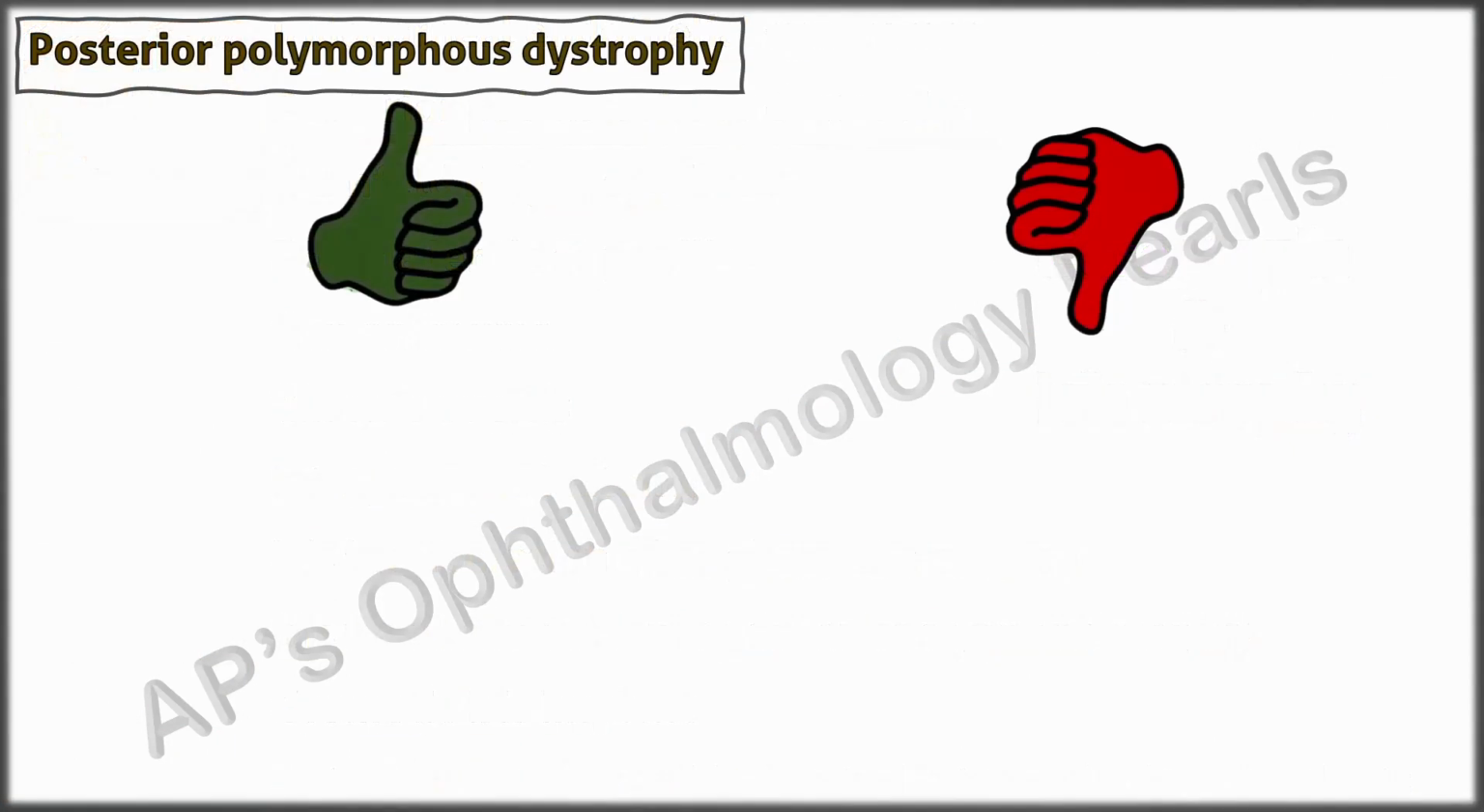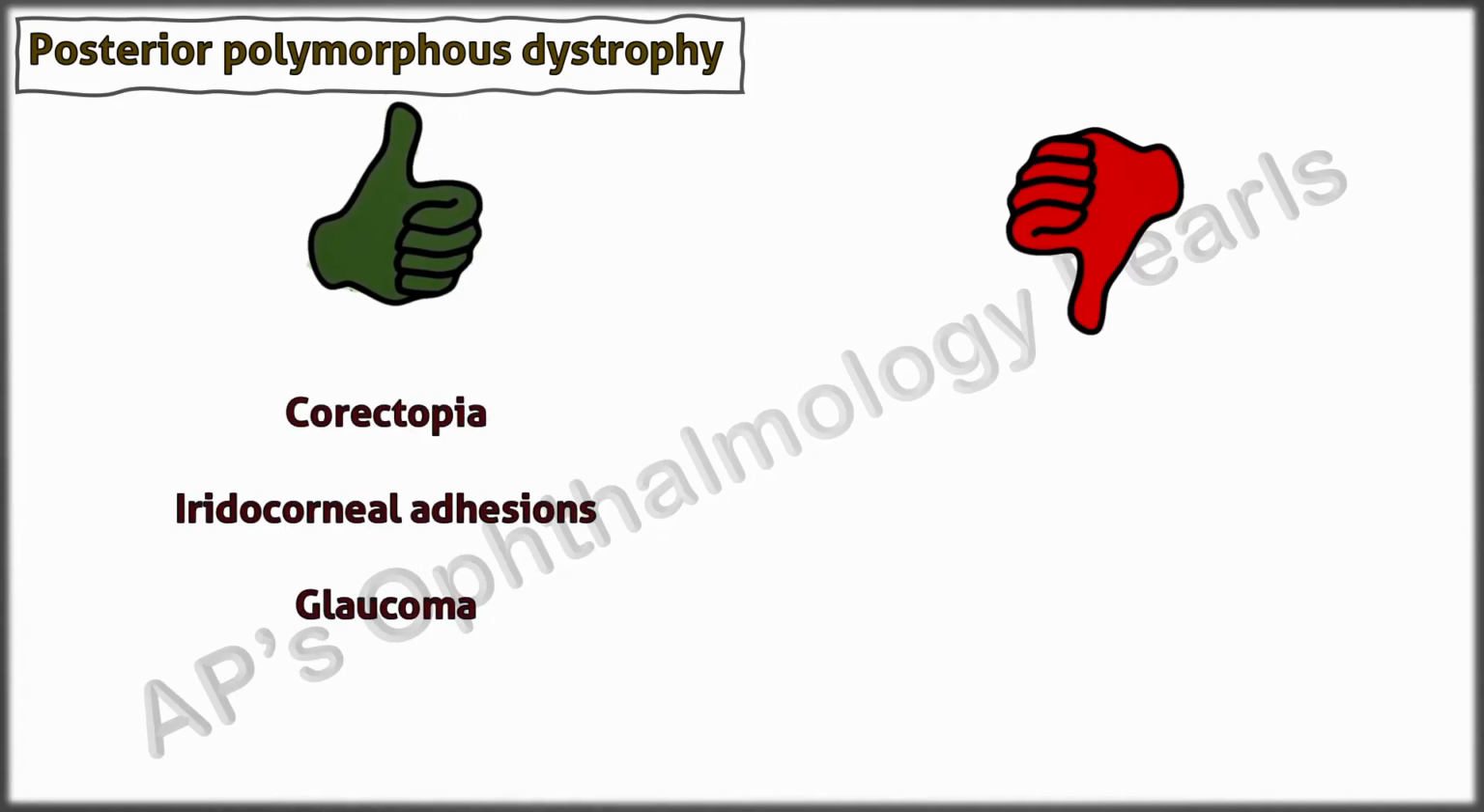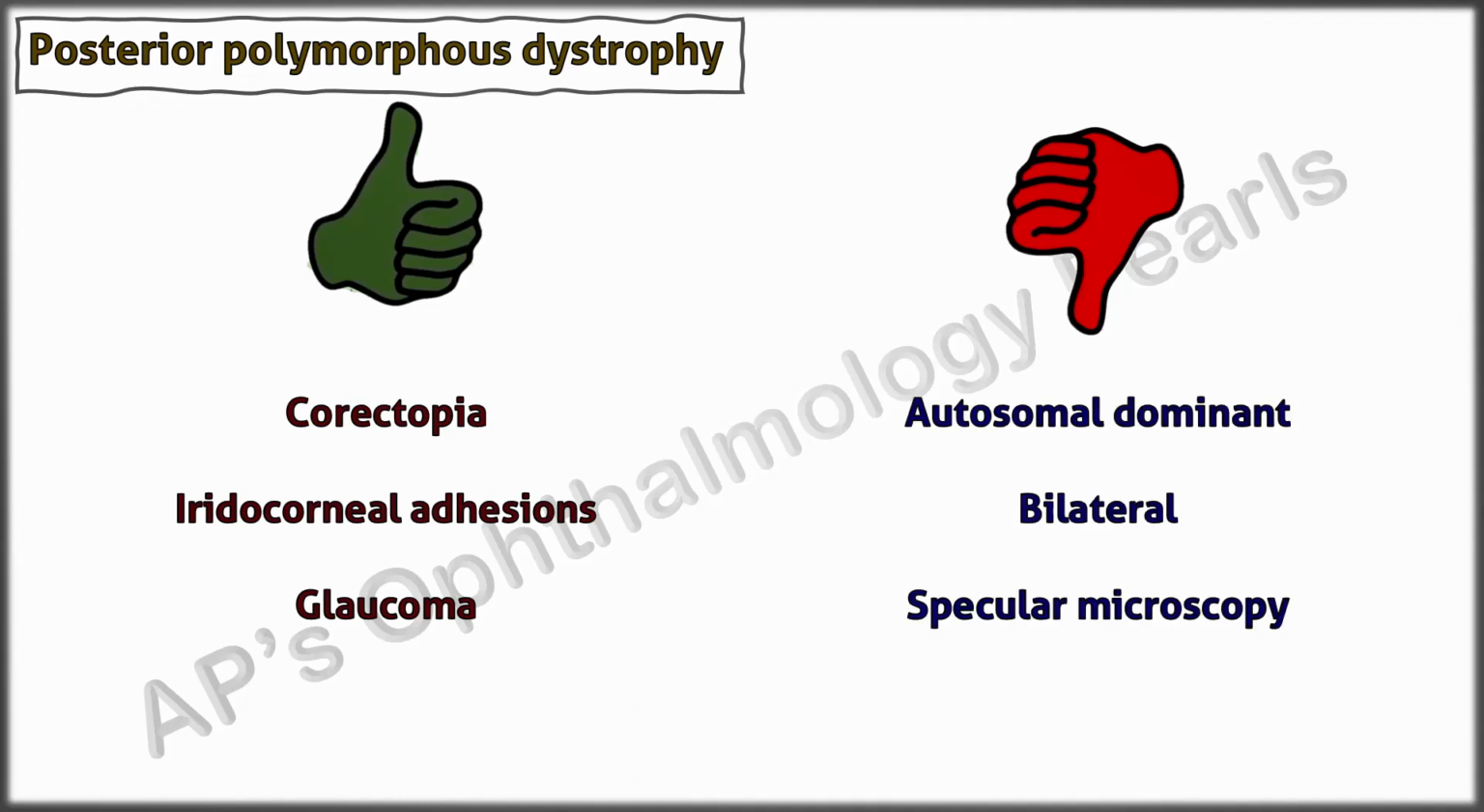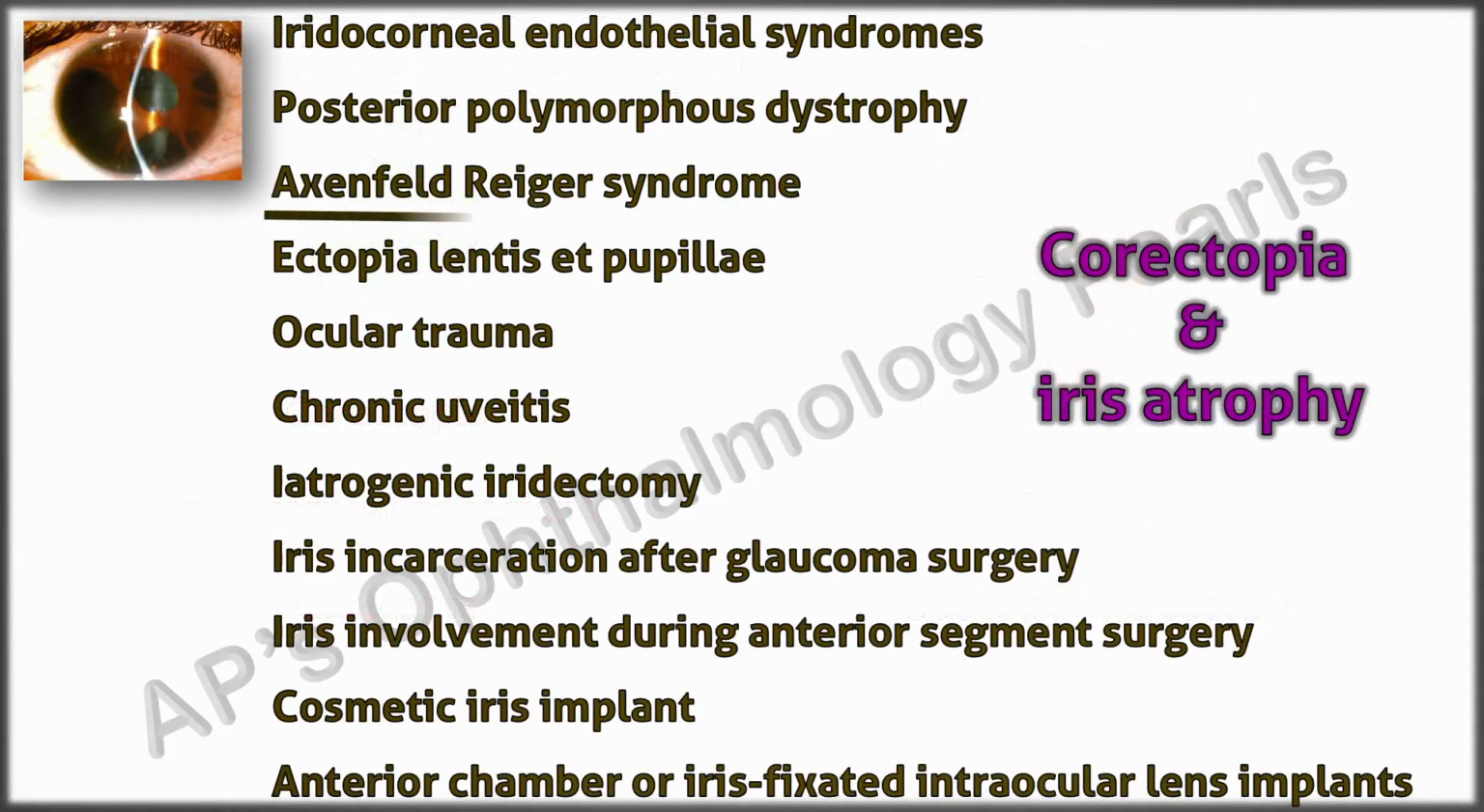Posterior polymorphous dystrophy is an autosomal dominantly inherited endothelial corneal dystrophy that is similar to ICE syndrome on microscopic examination. Patients may have variable amounts of correctopia, corneal edema, iridocorneal adhesions, and can present with both angle closure and open angle glaucoma. However, family history and bilaterality are not characteristic of our patient, and the endothelial changes characteristic of posterior polymorphous dystrophy are not seen in our patient, so we can rule this out.